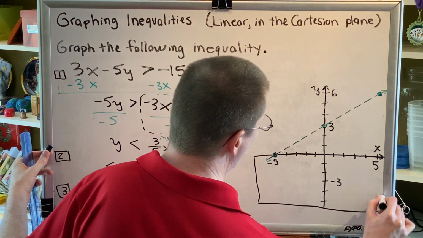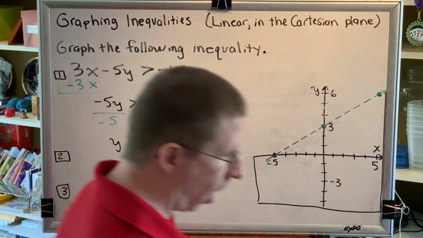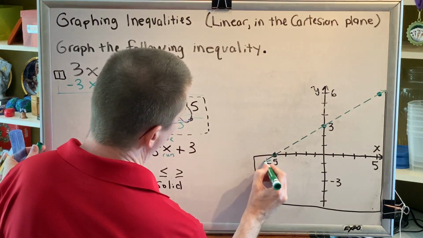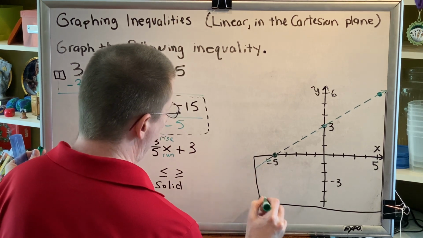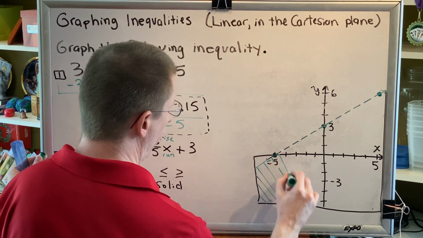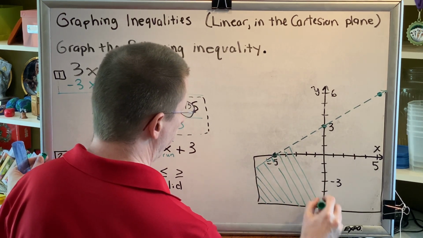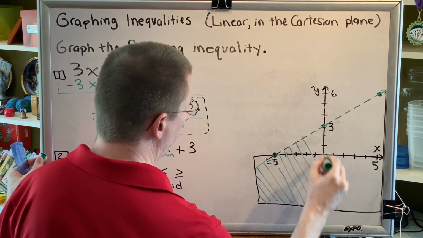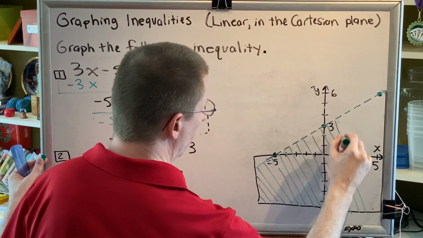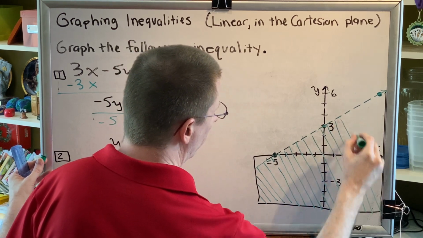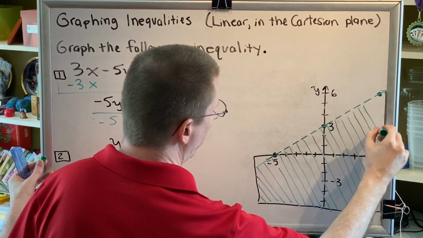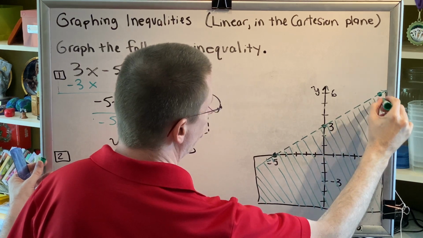So what I'm going to do is create a boundary to block in my shaded region, and I'm going to shade below my green dashed line. Notice how I'm filling in the entire area. This is what you want to do whenever you're creating a graph.